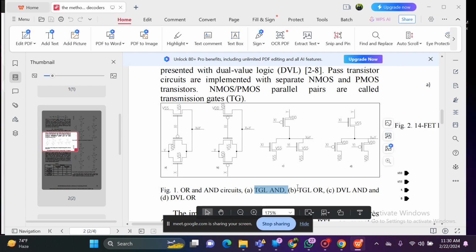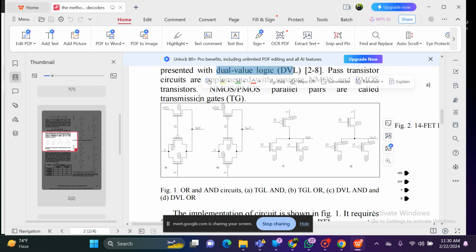So in the same way, you can see TGL OR gate and DVL AND gate, DVL OR gate. DVL is called dual value logic. Here it is given: transmission gate TGL. Both have been given over here. Now what does it mean?